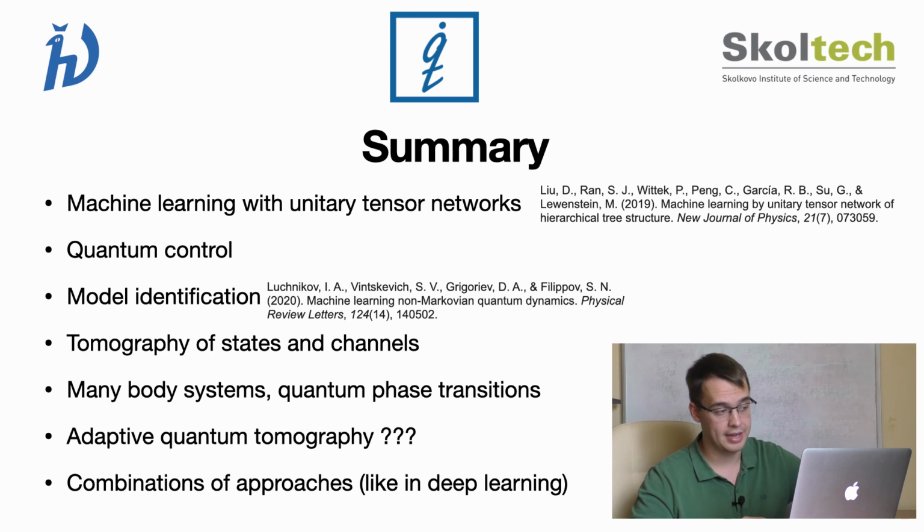As a conclusion, here I show the list of applications that we can suggest for now. It is machine learning with unitary tensor networks. It is different quantum control problems. It is identification of unknown open quantum system. It is tomography of quantum states and channels, analysis of many-body quantum systems and their phase transitions, adaptive tomography, and combinations of different approaches like it is done in deep learning.